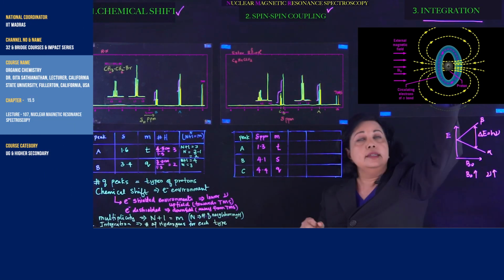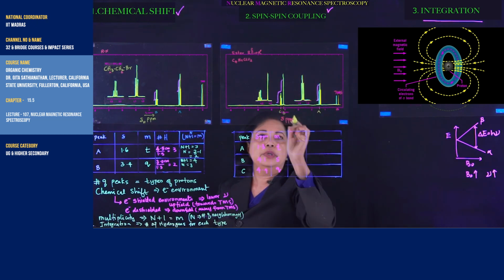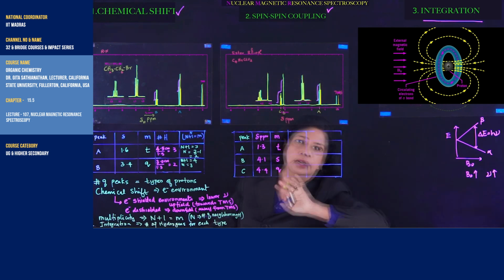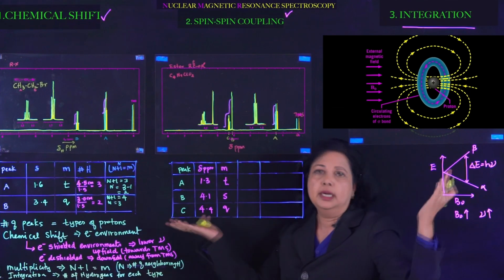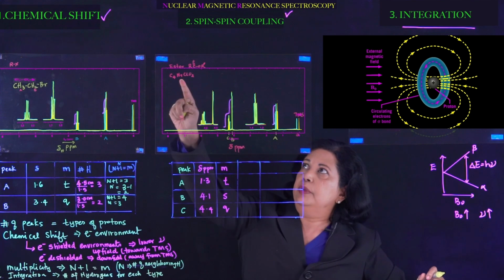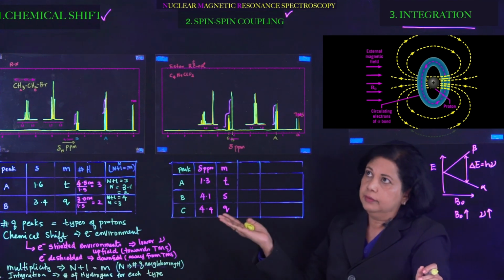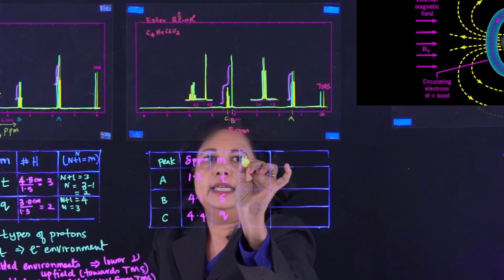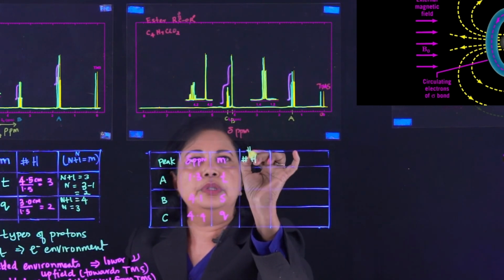The next one is the integration. Let's look at the heights here and see the ratio. These will tell us the number of protons of each type, or the ratio. They can be an empirical ratio, and you may have to multiply them by a number, let's say 2 or 3 or whatever. But in this case, if it matches the one in the formula, then the empirical formula and the molecular formula ratio is the same. So the integration tells us the number of hydrogens. So this is where you use the integration.